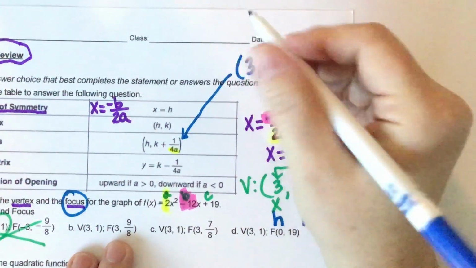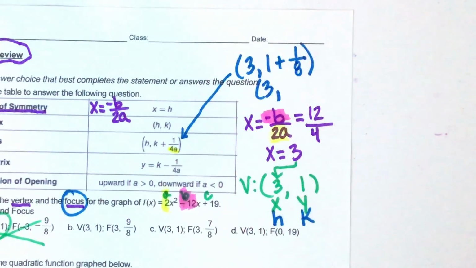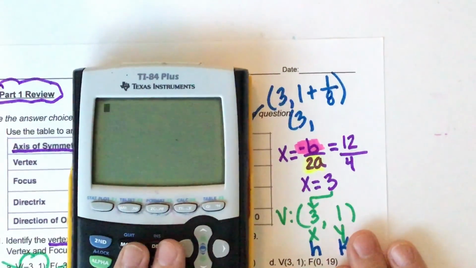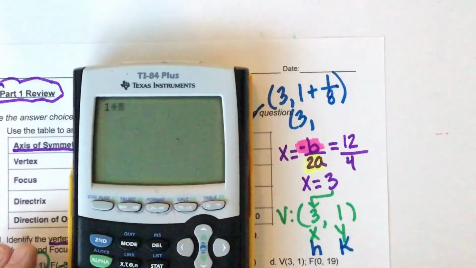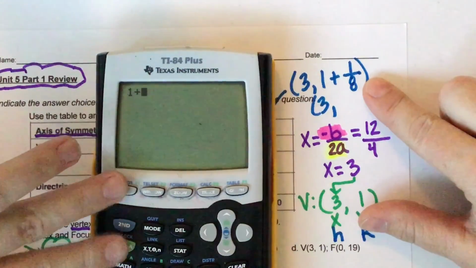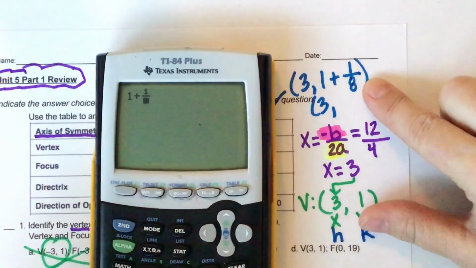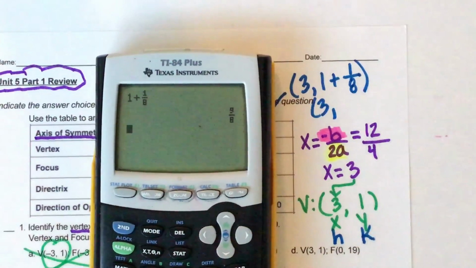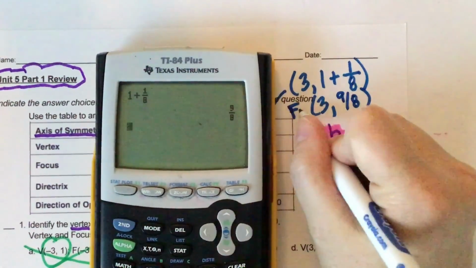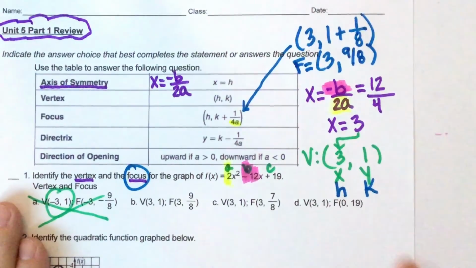So now I just need to clean up this focus. I know that 1 plus 1/8 is 1 1/8, but you might not know that. So I'm going to go to my graphing calculator, and I'm going to type 1 plus, and I can enter 1/8 several different ways. I'm going to use alpha y equals though. So alpha y equals, I'm going to choose number 1. I'm going to put 1 on top, arrow down, put 8 on bottom, and when I hit enter, I get 9/8. So my focus is 3, 9/8. And so if I look for that answer, I see it. Bing, bing, bing. Answer choice B.